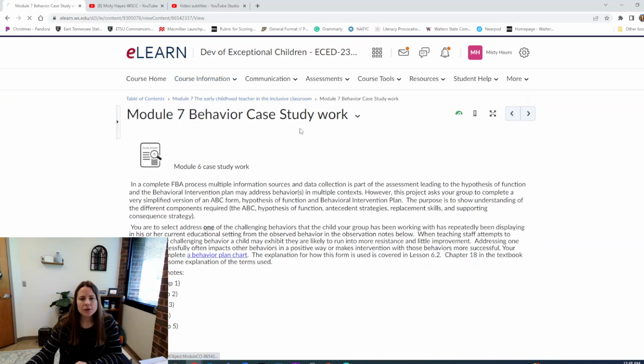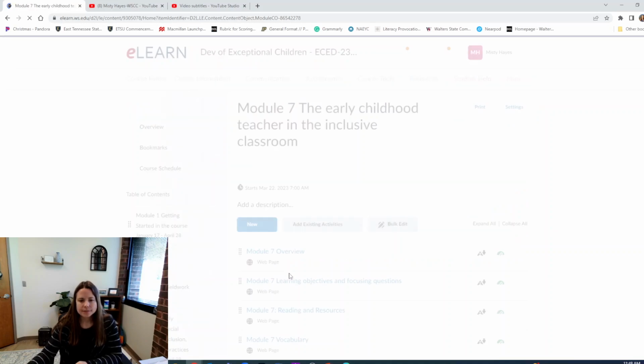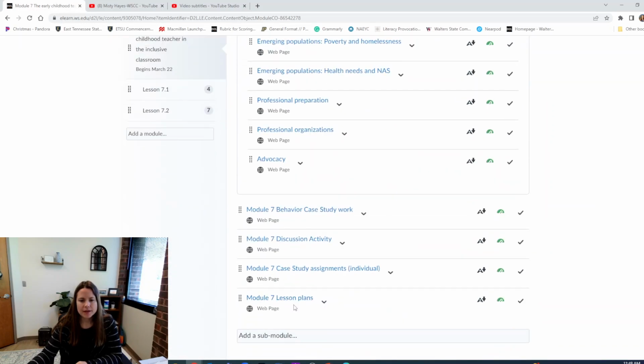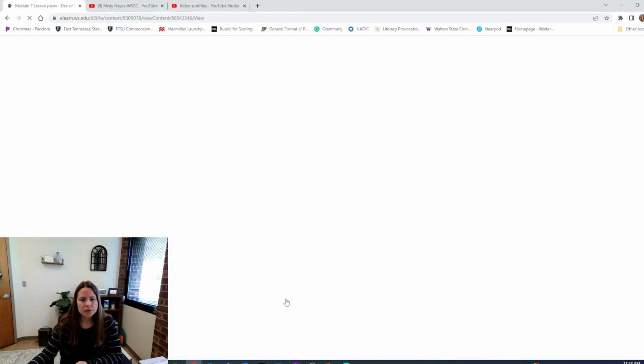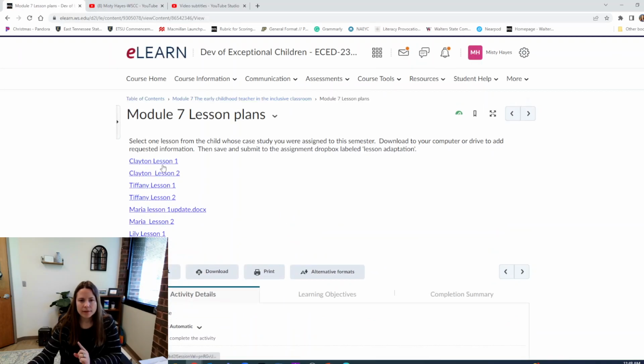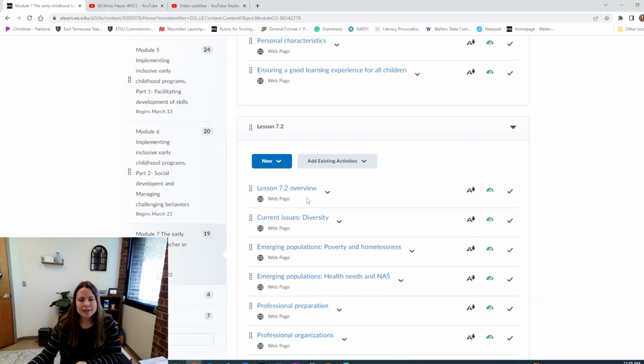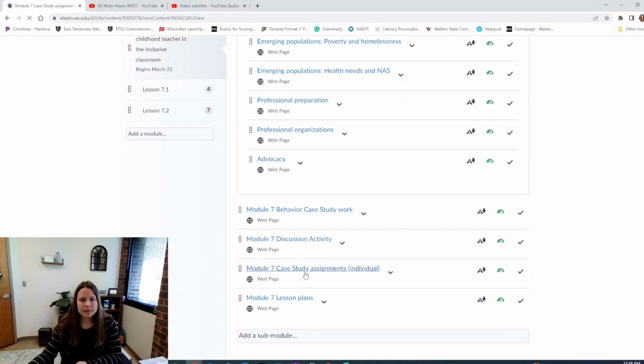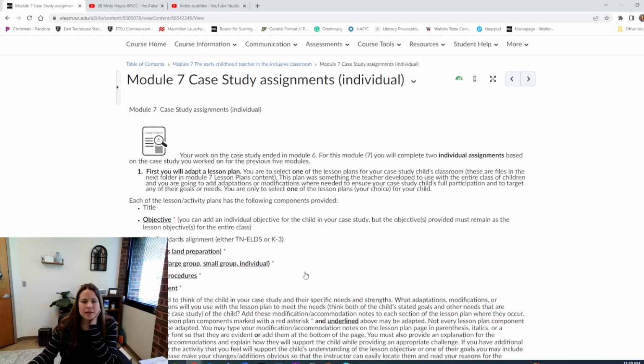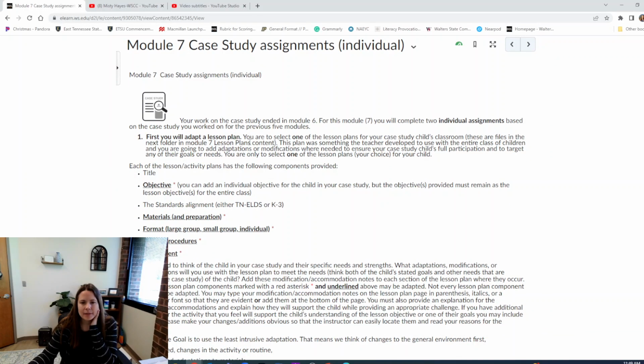The other thing that you're going to do is your lesson plan. The lesson plan is right here under lesson plans. You're going to click one of them, not both, because Clayton has two. You're going to pick one of them. And then what you're going to do is adapt and modify this lesson. So if you'll look, it's telling you that you need to adapt it. So once you select one of those files, you really need to think about any modifications you may need to make sure you meet their needs, right?